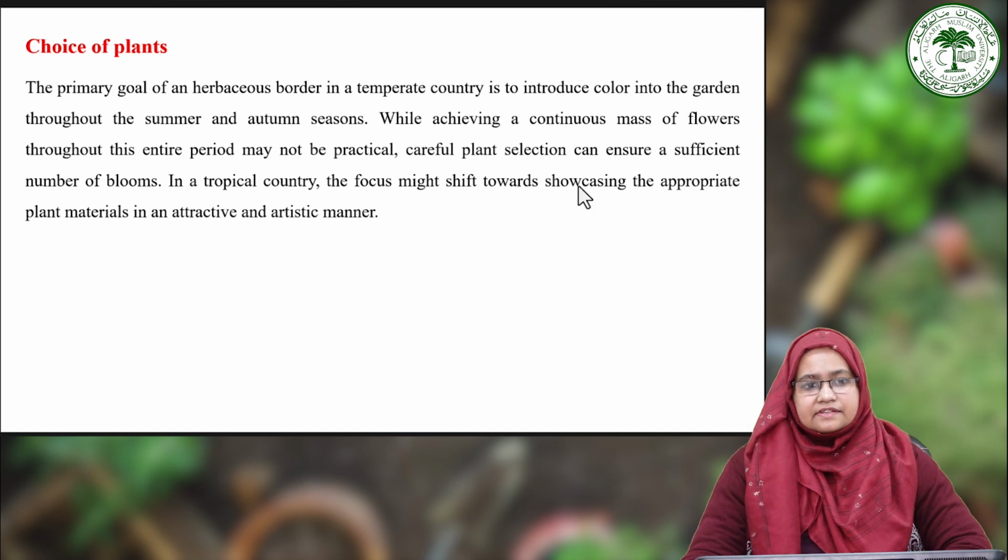Then the next thing is the selection of plants. In temperate regions, the main objective of an herbaceous border is to bring color to the garden during the summer and autumn months. While maintaining a constant display of flowers throughout this entire period may not be feasible, selecting plants carefully can help ensure a consistent presence of blooms. Conversely, in tropical climates, the emphasis may be on presenting suitable plant material in an appealing and artistic fashion.